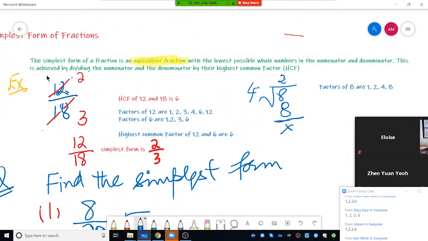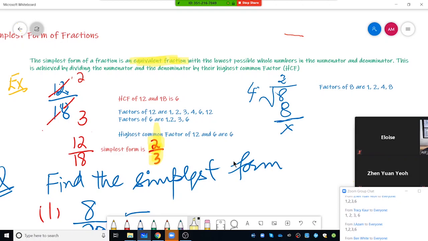And if we divide 12 over 18 by the highest common factor, we have 2 over 3 here. I just highlight it so that everyone understands that I am referring to this point. This is called its simplest form. So 2 over 3 is the simplest form of 12 over 18. I hope you have understood this.